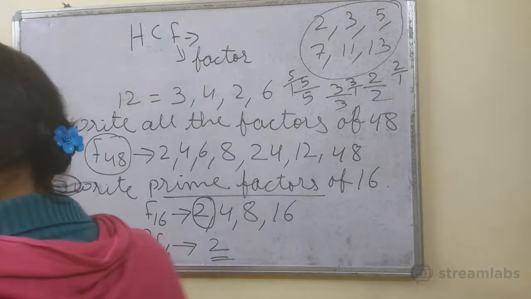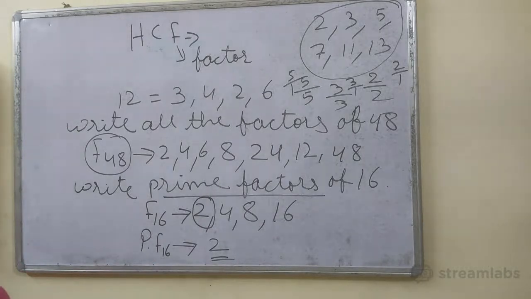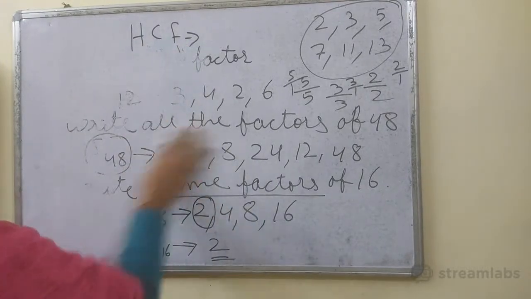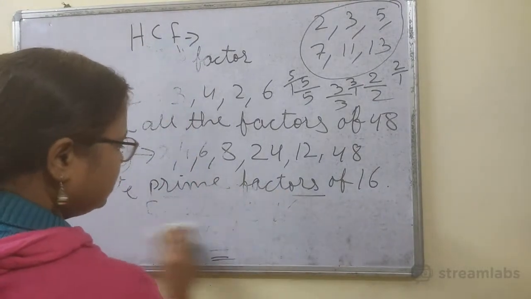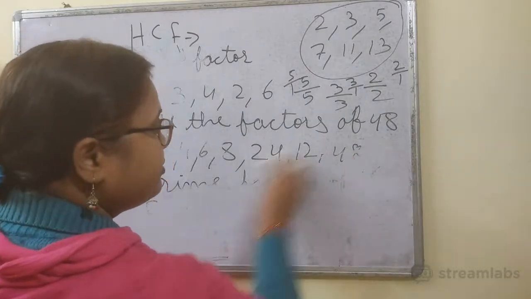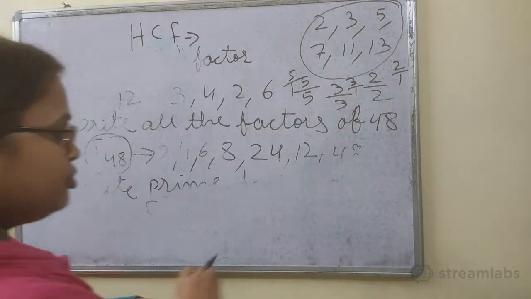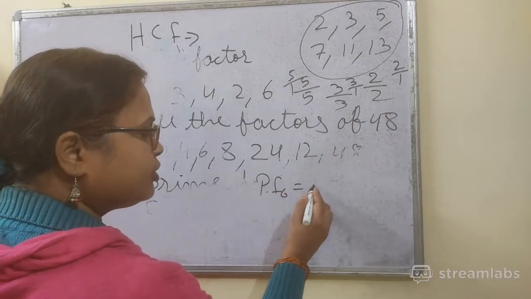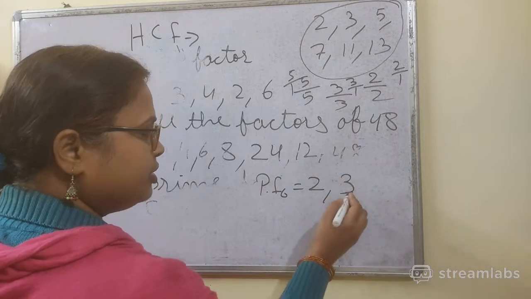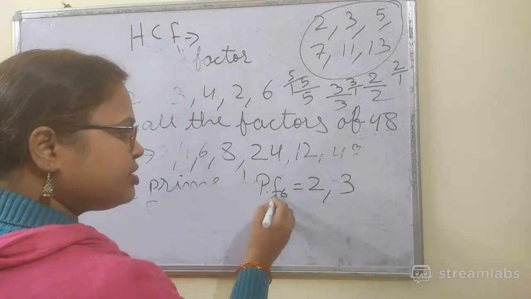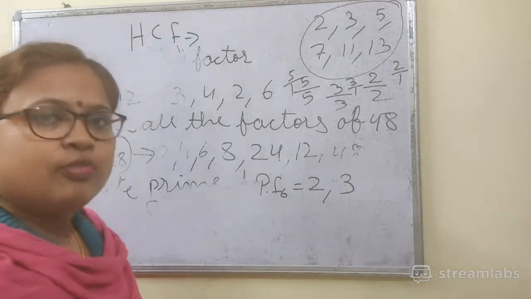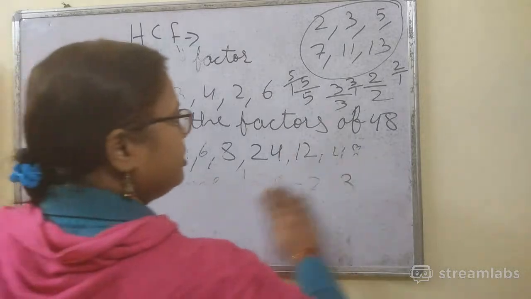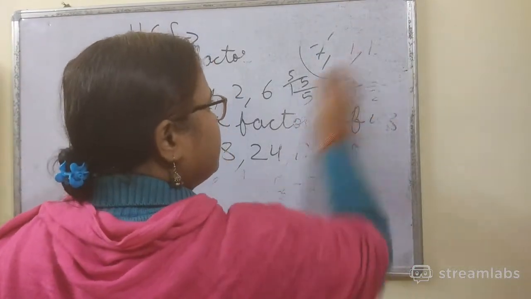Okay. Now next. Like if the question is write the prime factors of 6. Suppose you have to write the prime factors of 6. So what will be the answer? The prime factors of 6 are 2 and 3. Clear? Because 2 threes are 6, 3 twos are 6. So they are the prime factors of 6. So I think now it has become very clear what a factor is and what a prime factor is.